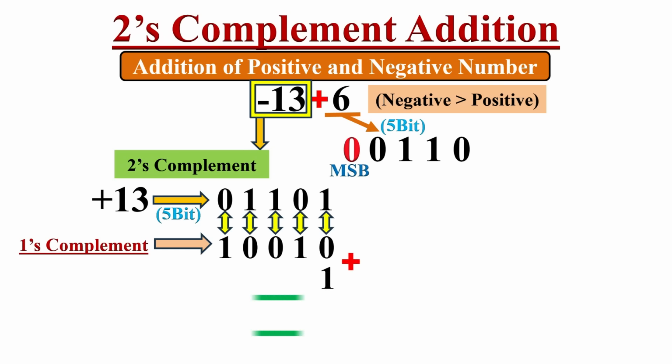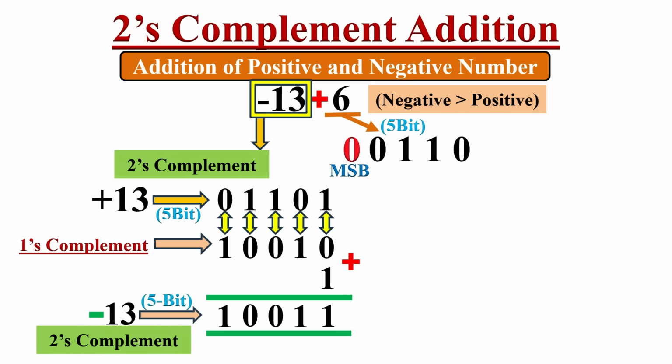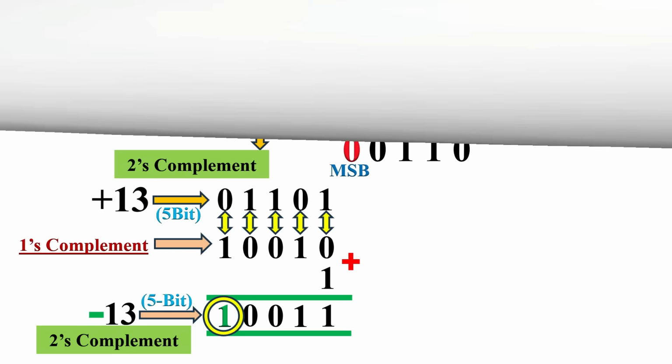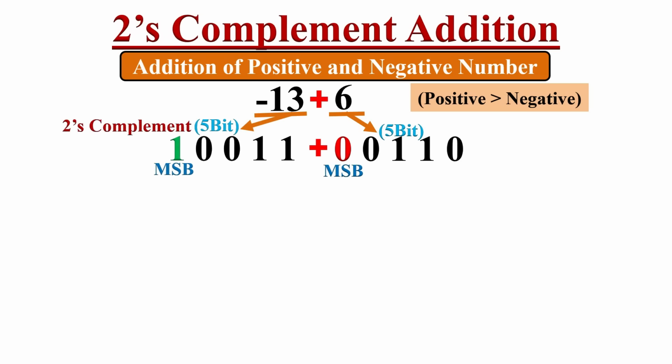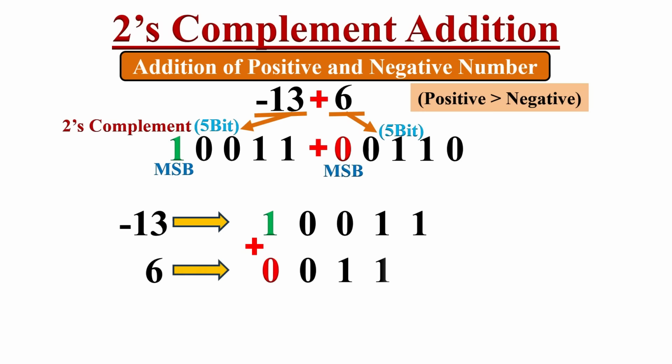Next we will add 1 to this number. 0 plus 1 equals to 1. Rest of all numbers are brought as it is. This result 10011 is the minus 13 in 2's complement form. Here we can see that MSB is 1, which indicates negative number. So in this example, plus 6 in 5-bit form is 00110 and minus 13 in 2's complement 5-bit form is 10011. Now we will add both these numbers, minus 13 and plus 6.